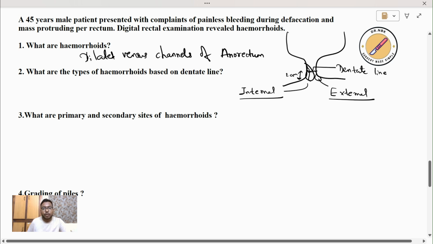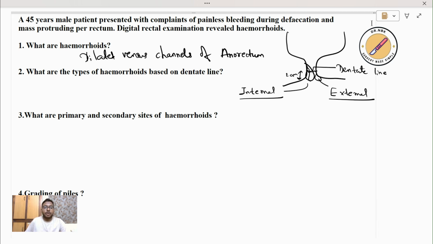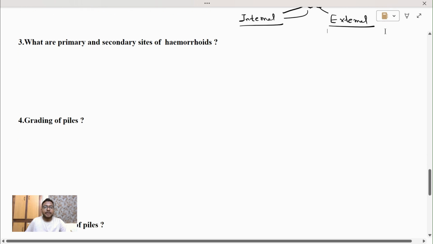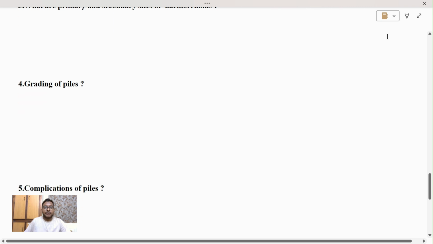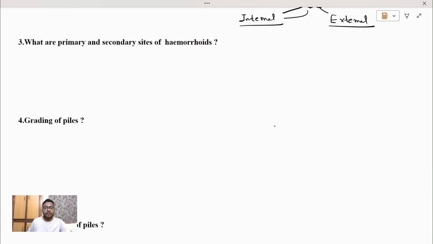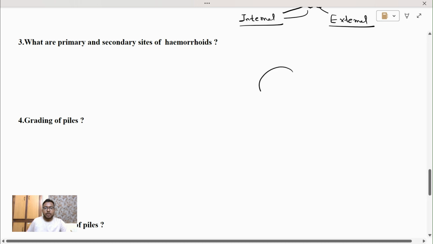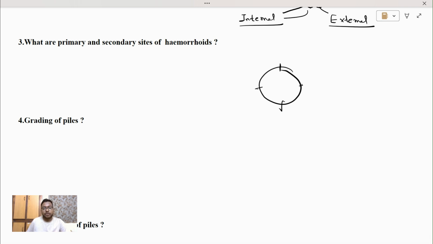These are the two types of hemorrhoids based on the dentate line. Now, what are the primary and secondary sites of hemorrhoids? Let's say the patient is lying in the lithotomy position, and this is the anorectum you are having. In lithotomy position, this is the 3 o'clock position, 12, 6, and 9. So there are two important sites of hemorrhoids based on the clock positions.